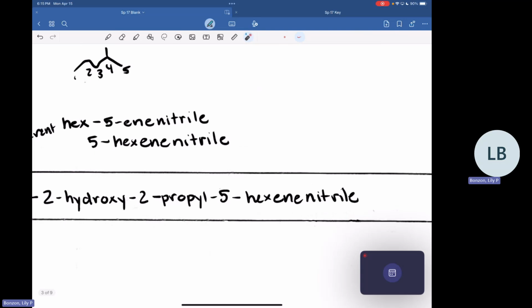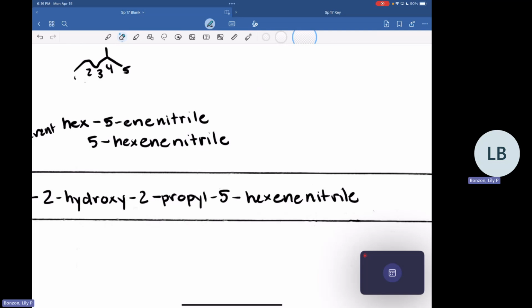Yeah, that's just kind of a grammatical thing. If you did hex and nitrile, it just kind of looks weird. It's kind of like with hexadiene. So instead of hexadiene, it's just a little thing. I don't think you'd get points off for that, but you know.